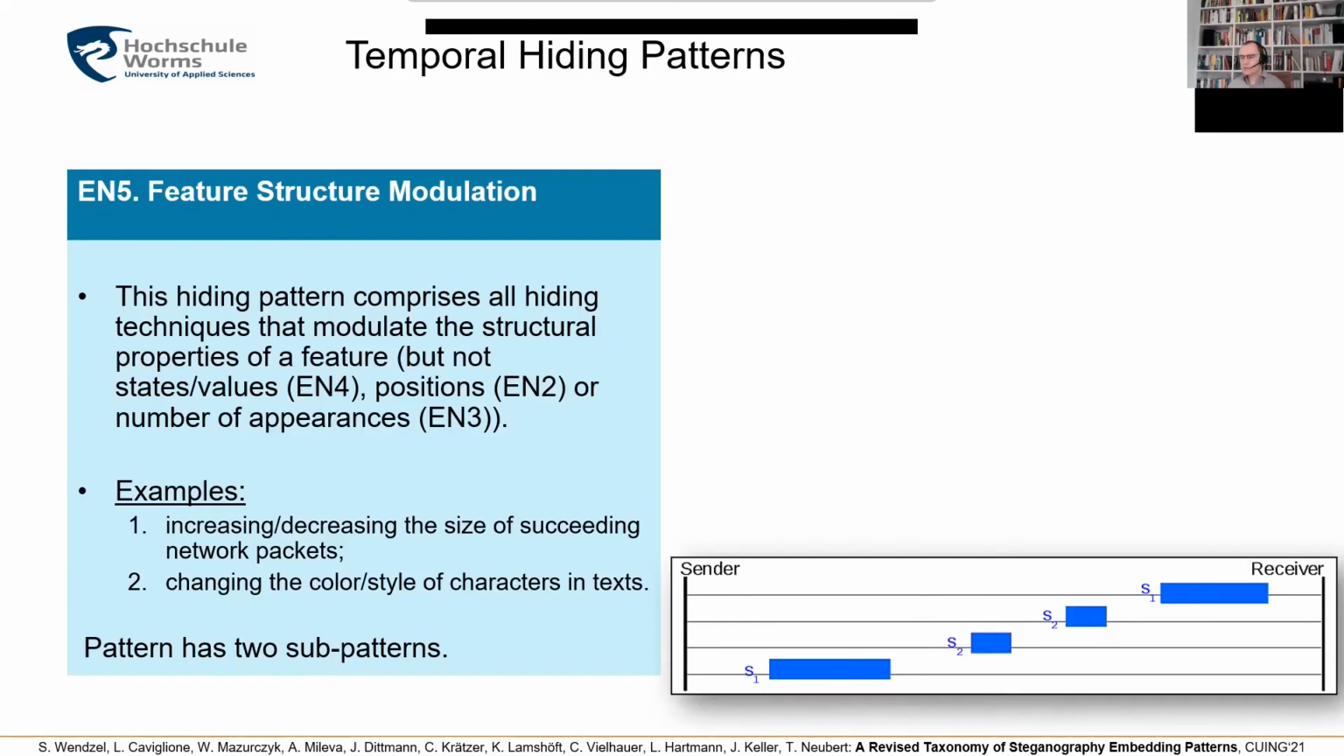So we alter the structure of the feature that we utilize for embedding, and that encodes hidden information. For instance, we could increase the size of network packets so that we have either size 1 or size 2, so signal hidden symbol 1 or 2. We could also change the color or style of characters in text.